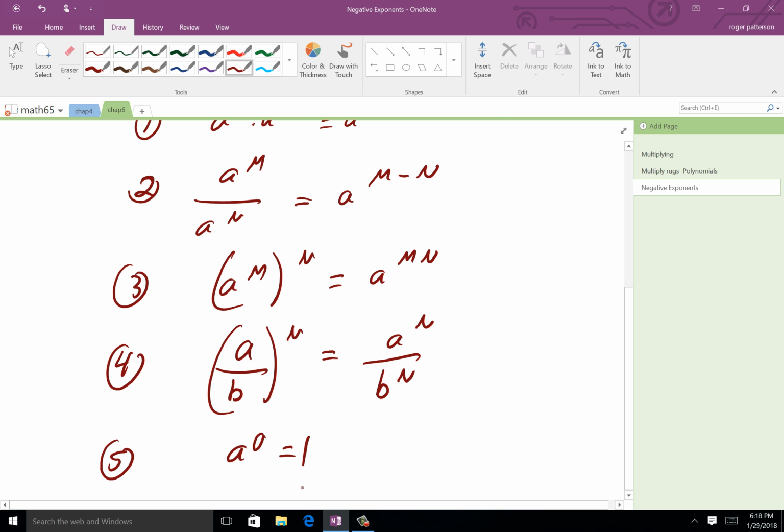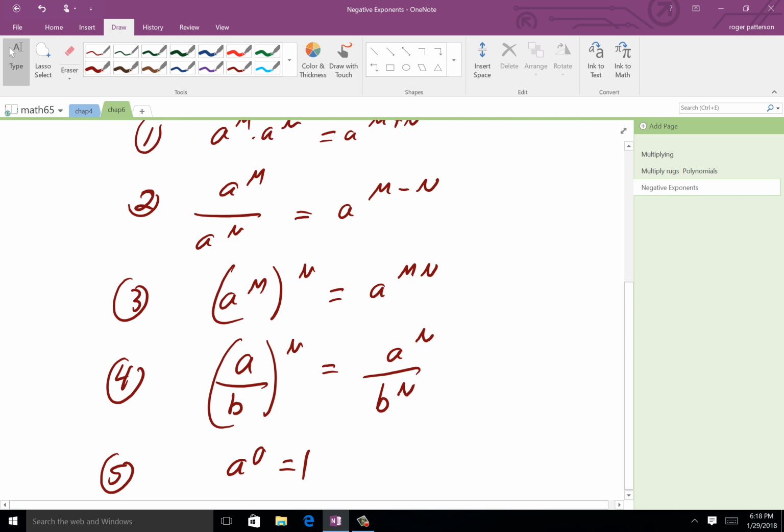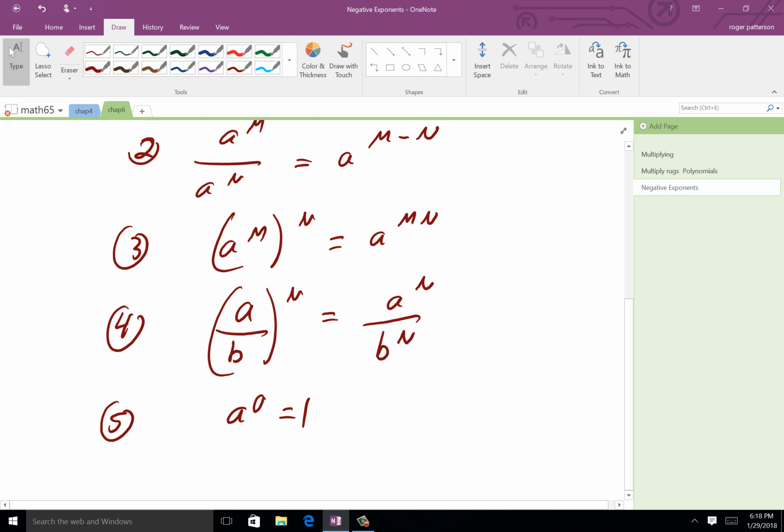Okay, so then I think there were 5 of them that we had. Anytime you multiply, you're going to add the exponents. When you divide, you subtract the exponents. When you're raising to a power, you multiply the exponents. A fraction to an exponent, you just kind of bring it inside, multiply to what's there. And then anything to the 0 power is 1. Okay, so those are the properties or the laws of exponents.